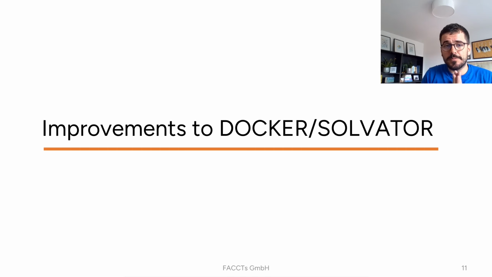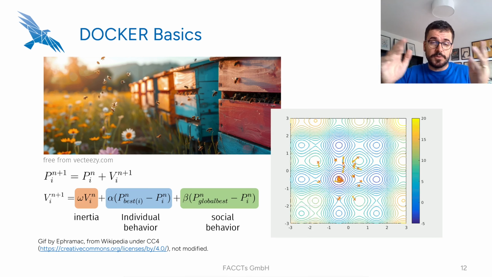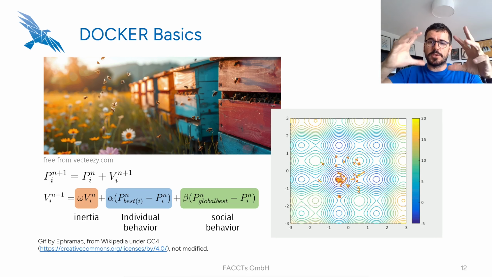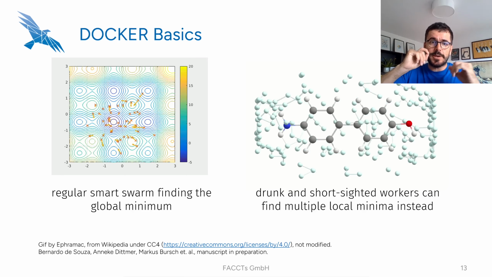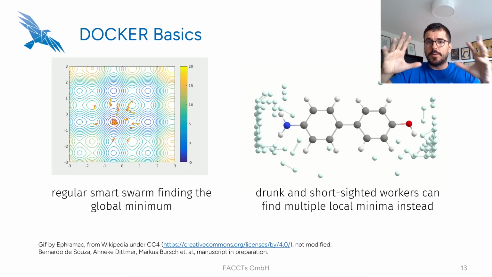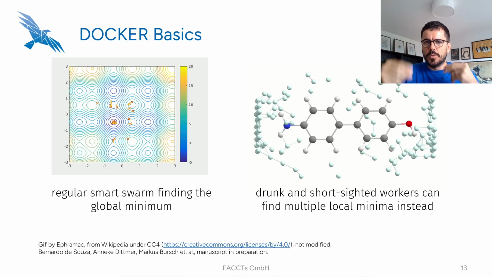So we also have some improvements for the Docker and for the Solvator. I want to quickly go through that. So the Docker, if you don't know, is an algorithm based on swarm intelligence, and the idea is that you give molecule A, molecule B, and it will find the best way these two molecules interact. So regular swarm intelligence is a global optimization algorithm. It finds the global minimum of interaction. Here we have a different algorithm that finds multiple local minima.